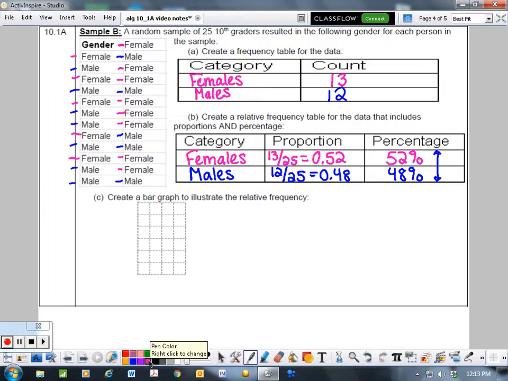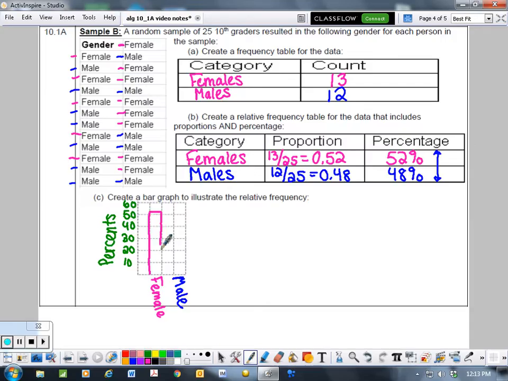So I'm going to write female. Really hard to write sideways like this. And then I'm going to write male. And then I'm going to do our percents. And then I'm going to go 10, 20, 30, 40, 50, and 60. And so now for females we had 52%, so I'm going to go to 50 and go just a little bit above. And then I'm going to go to males, and it's 48, so I'm going to go just a little bit below. And then now we have our information.